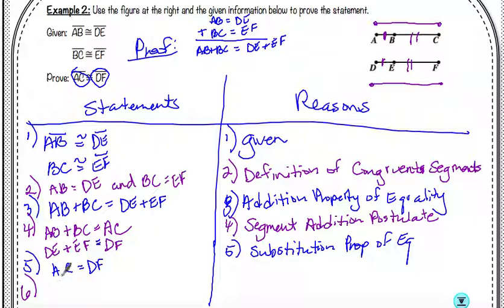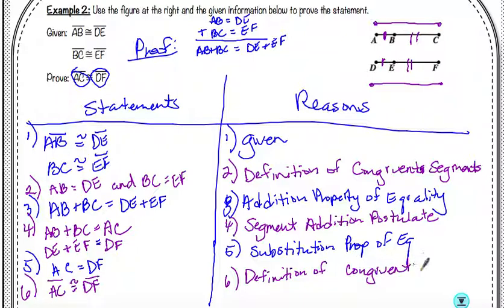And the last step is, if these are equal, the segments themselves are congruent to each other. This is the definition of congruent segments. Okay? And we have proven what we were trying to prove in the first place.